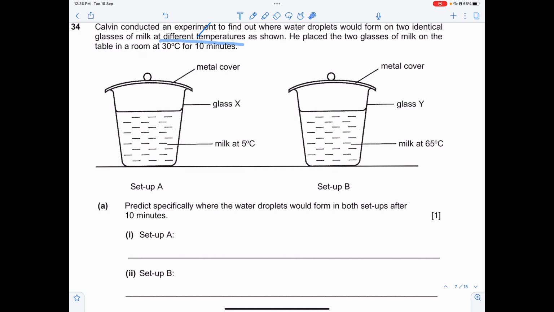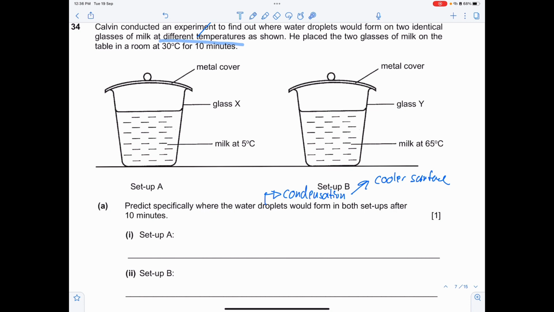Predict where the water droplets will form in both setups after 10 minutes. I want to tell you the place that this will form during condensation, and when you see water droplets, it hints that it is condensation. In the water cycle, there are 2 processes that you need to know. One is evaporation, one is condensation. It's always fixed. If you see water droplets, condensation has happened. And where condensation will happen, it always happens on the cooler surface. So basically, you just need to identify your cooler surface and you will know where it is.